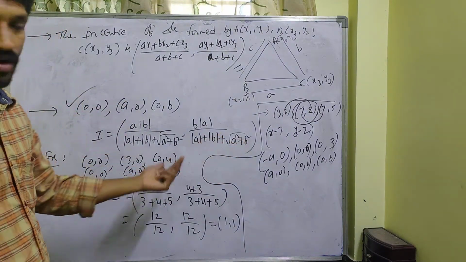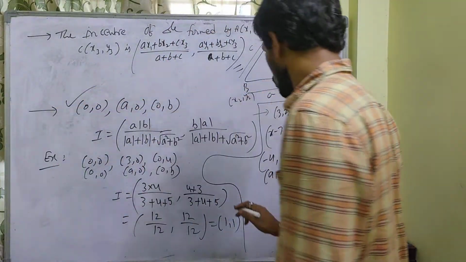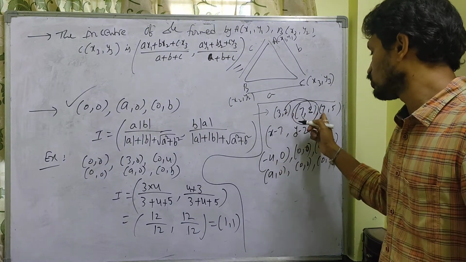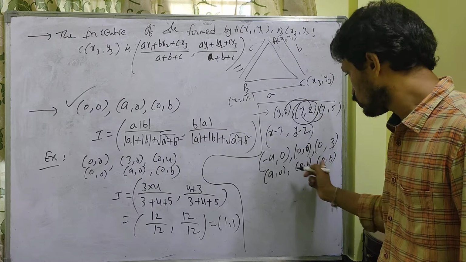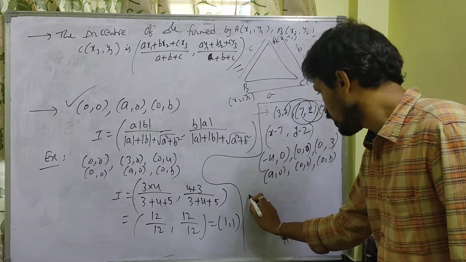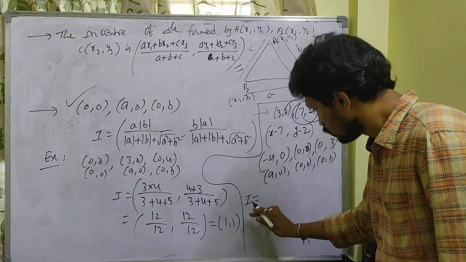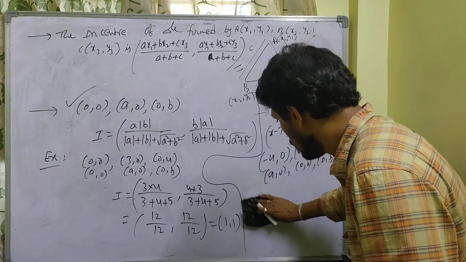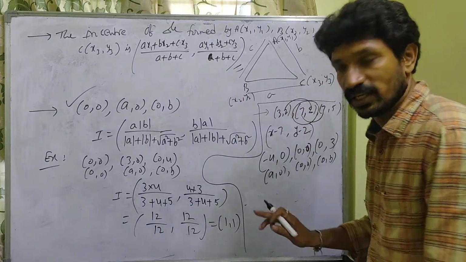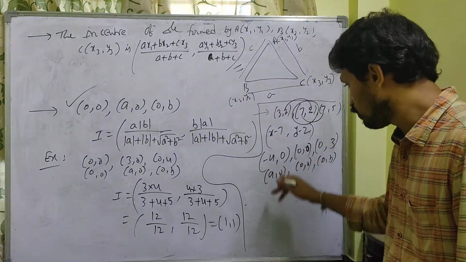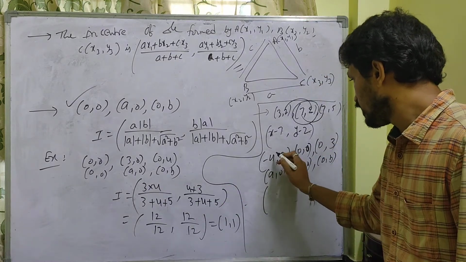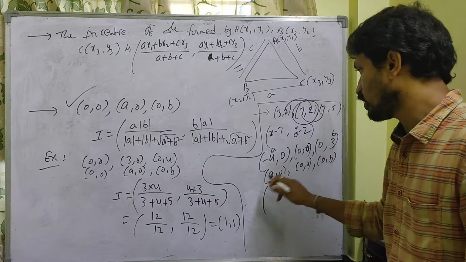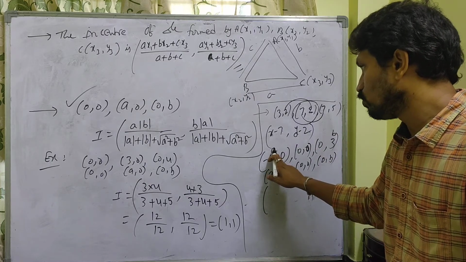So use the same formula to find the incenter. What is the incenter for this one? To find the incenter of this one, first we have to do something. What is that? First you find the incenter of these 3 points. What will it be? So take this formula. It is a, it is b, a into mod b.